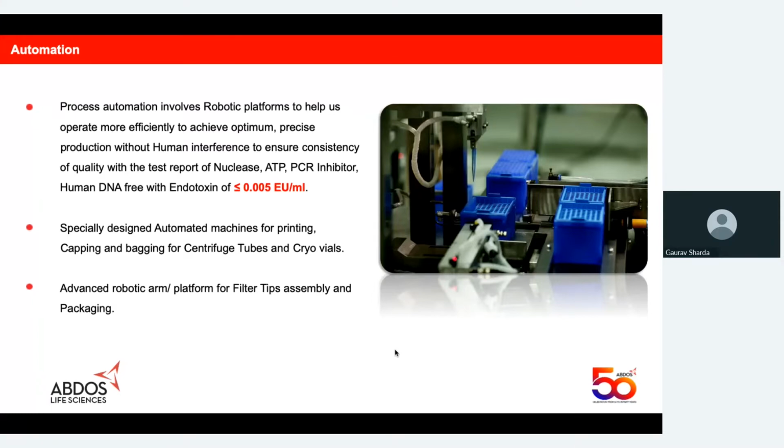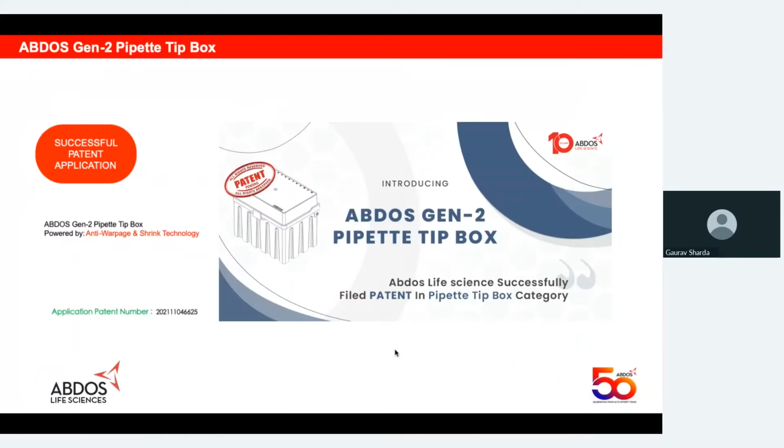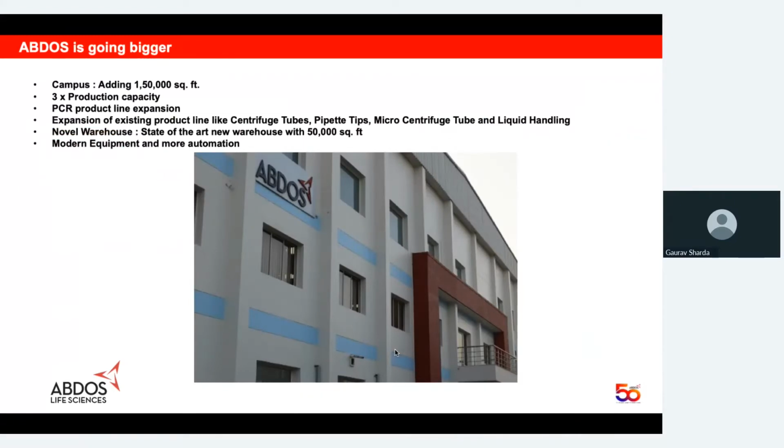We have our in-house R&D team which provides custom solutions for specific requirements of our customers or end users. Abdos has recently launched its Generation 2 pipette tip box, and we have successfully filed a patent, which is powered by its anti-warpage and anti-shrinkage technology. And Abdos is going bigger. On our campus, we are adding around 1.5 lakh square feet of area, which will threefold our production capacity, and we'll get into production line expansion of certain products.